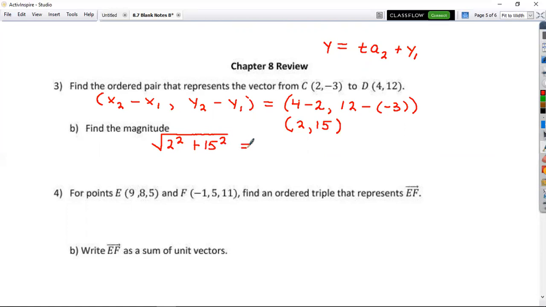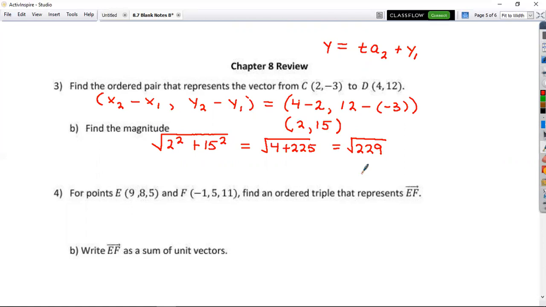So this is equal to the square root of 4 and 225, which is equivalent to the square root of 229. And I told you did not need to simplify that if it was even possible. How's that type? Do you guys still remember those?